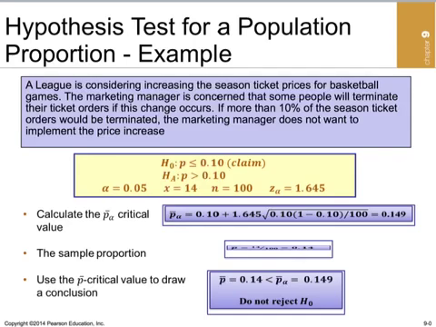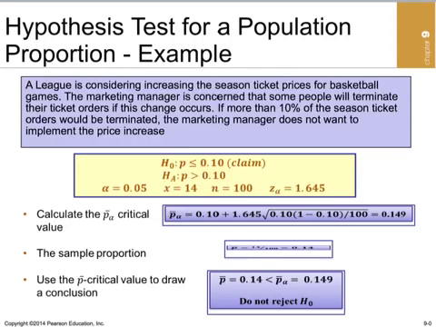And here is a simple example. A league is considering increasing the season ticket prices for basketball games. The marketing manager is concerned that some people will terminate their ticket orders if this change occurs. If more than 10% of the season ticket orders would be terminated, the marketing manager does not want to implement the price increase. So, what happens?